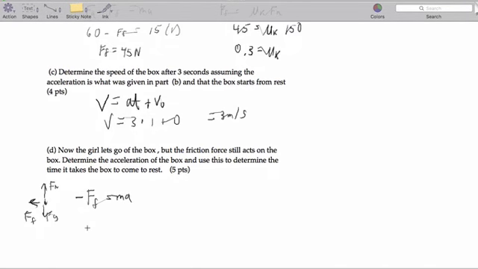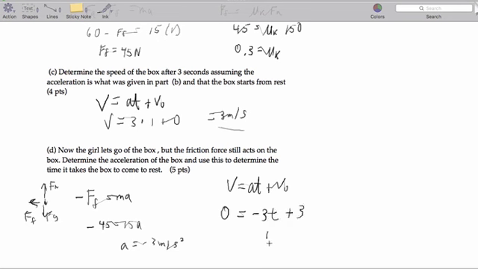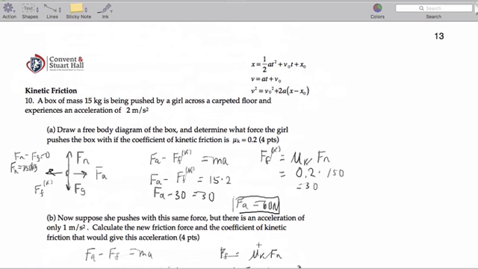So that's going to be negative 45 equals 15 times a. So a will be negative 3 meters per second squared. And we can use this to get the time it takes to rest if we're going at 3 meters per second. So v equals at plus v naught. We end up at 0 with an acceleration of negative 3 meters per second squared times an unknown time. And we start at 3 meters per second. So that gives us a time of 1 second. All right, so that is the next page.